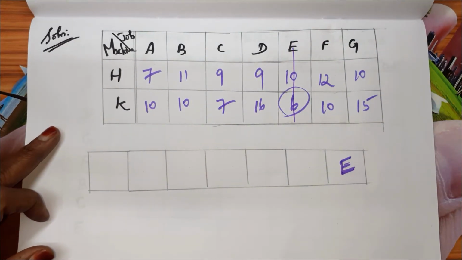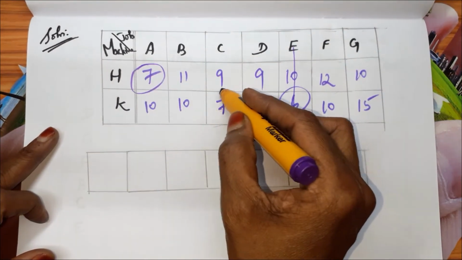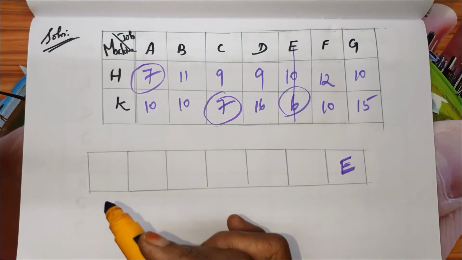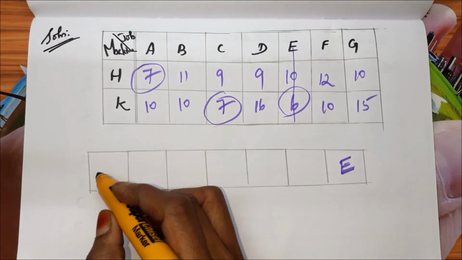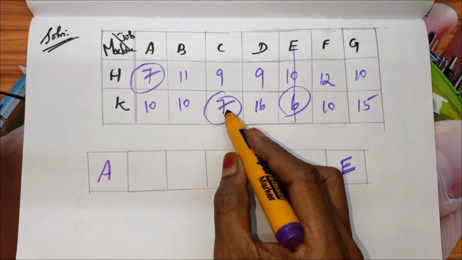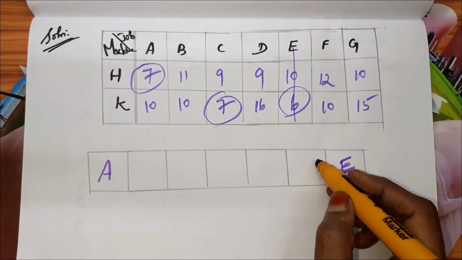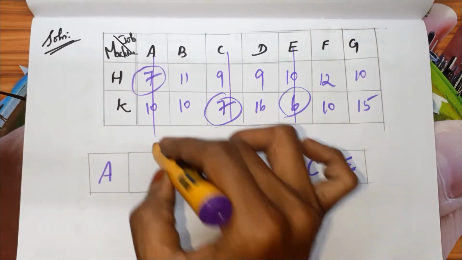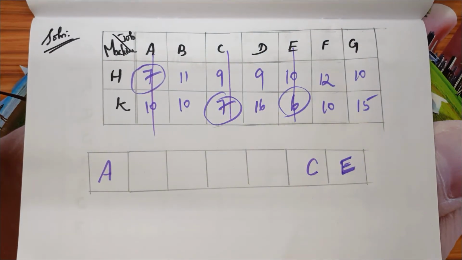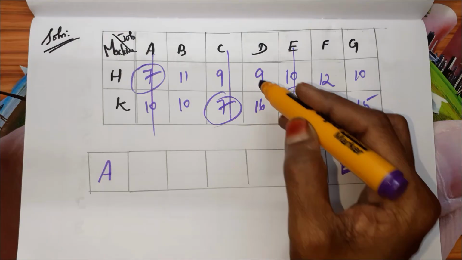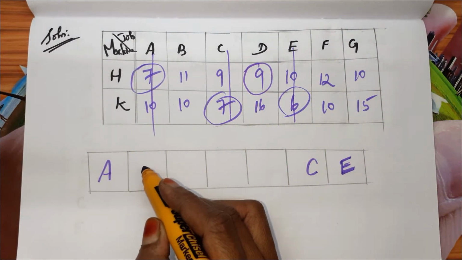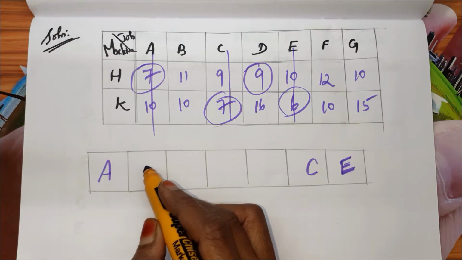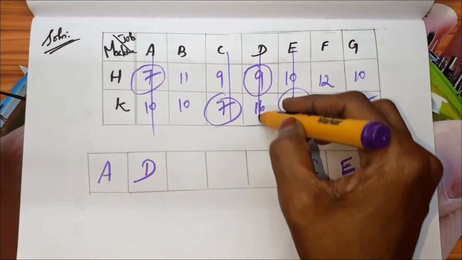What is the next minimum we have? 7. 7 in machine 1 and machine 2. This 7 belongs to machine 1, so A will come here. This 7 belongs to machine 2, so C will come here. So these two we have struck. What is the next minimum value we have? 9 is the minimum. Okay, so 9 belongs to D in machine 1. So D will come here. This one we can strike.